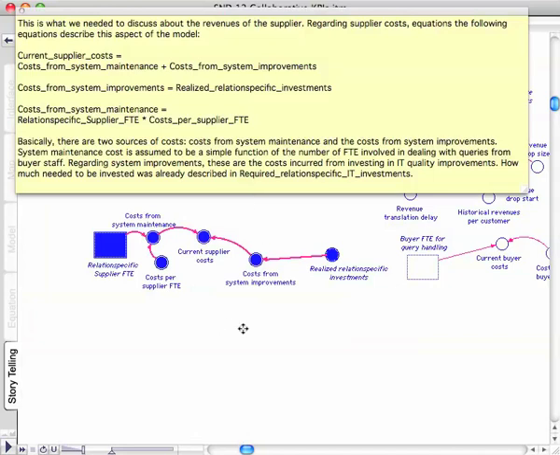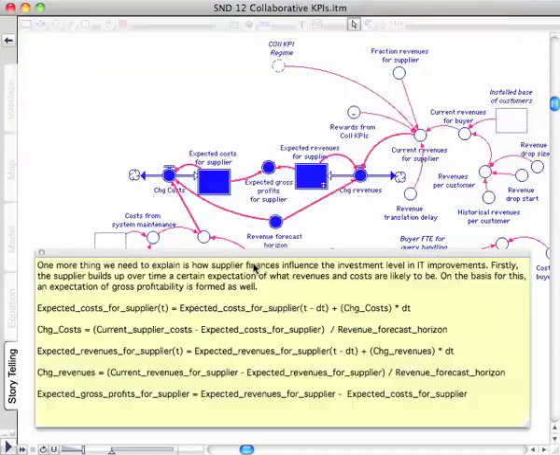The costs for the supplier fall in multiple categories. The first one is the cost for system maintenance. That is the people who are needed to deal with those queries, etc. And on the other hand, the projects needed to keep the system to the required level. All those costs together lead to a certain expected cost for the supplier. We extrapolate it forward in the future. The current revenues lead to an expected revenue for the supplier. The difference of those two is the expected gross profit for the supplier every period over a certain forecast horizon.